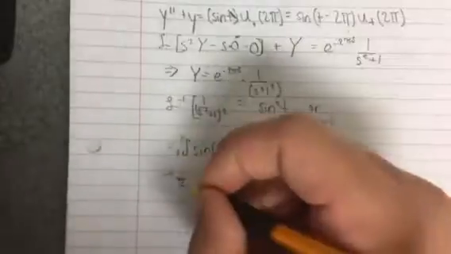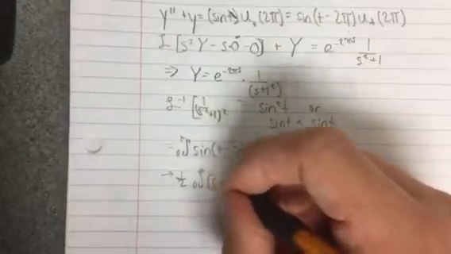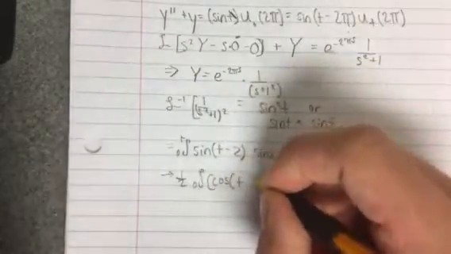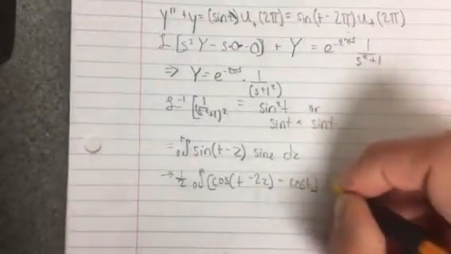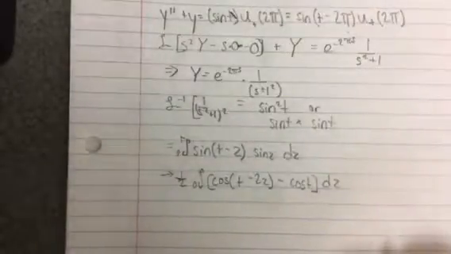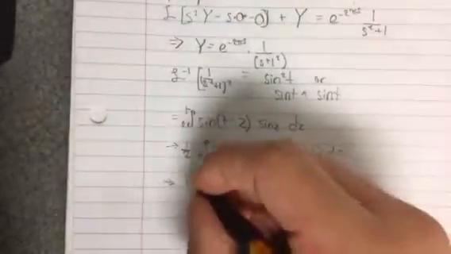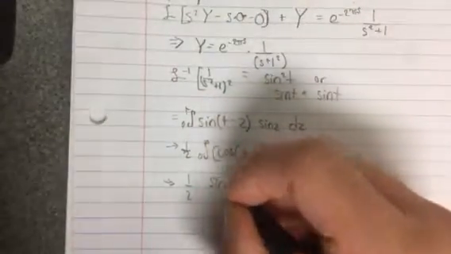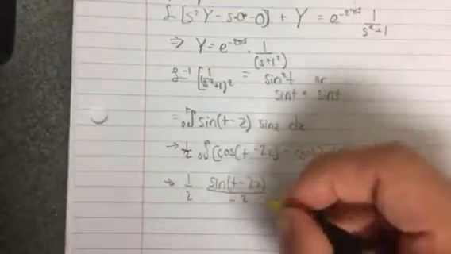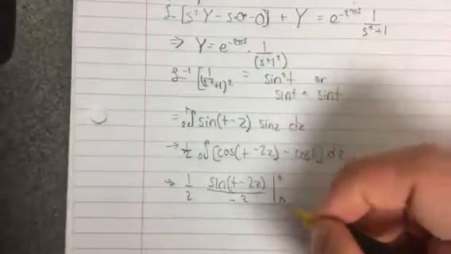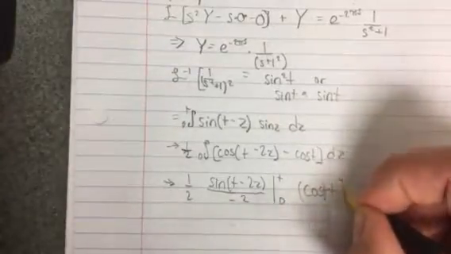1/2 the integration from 0 to t of cosine of t minus 2z minus cosine of t dz, because we substituted, and now we can get rid of the integration symbol, and we have 1/2 sine of t minus 2z over negative 2 from t to 0, and we still have our cosine of t multiplied by t on the outside.